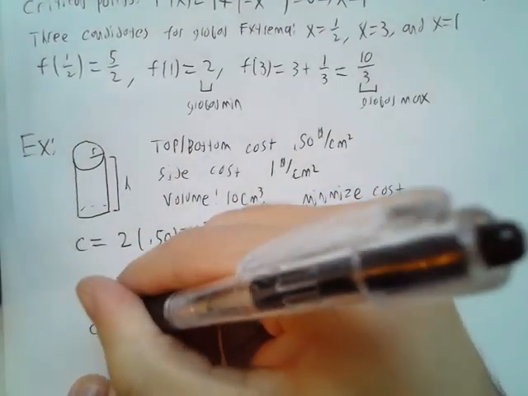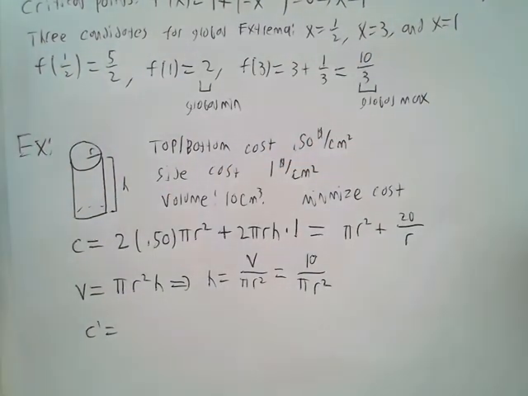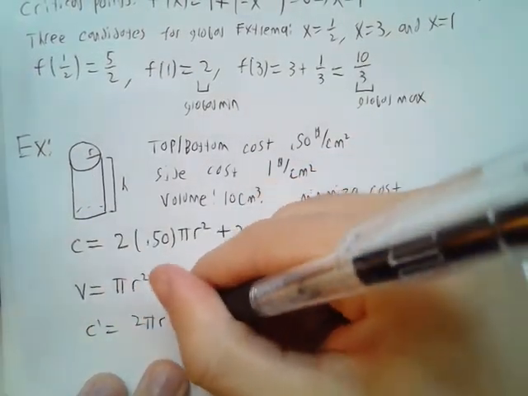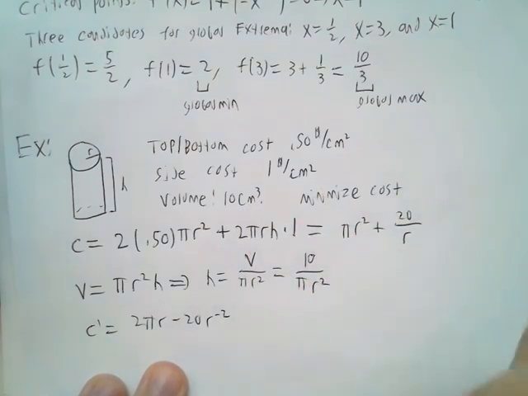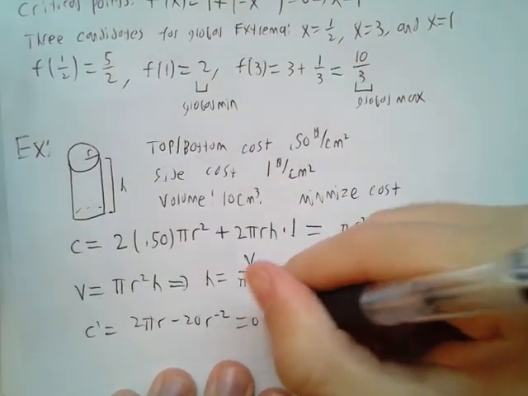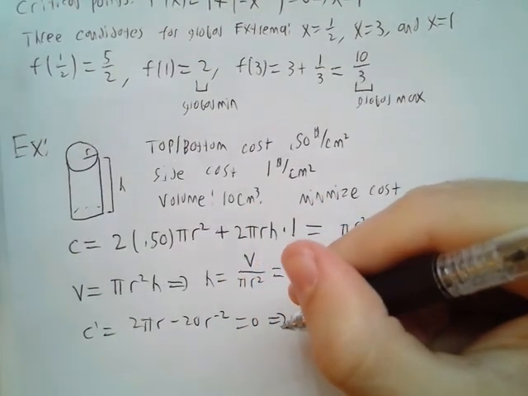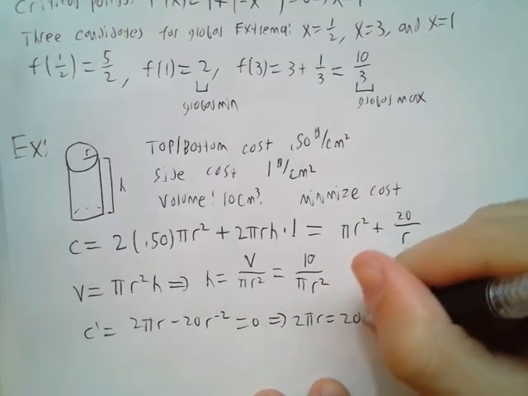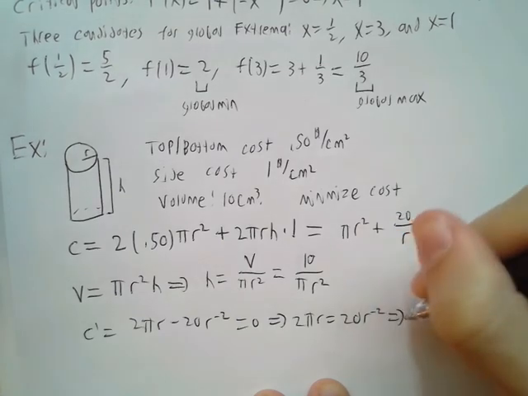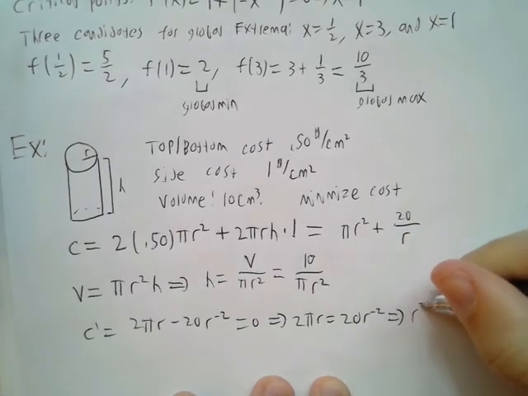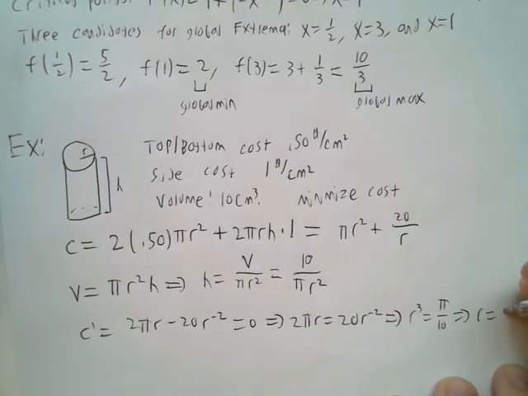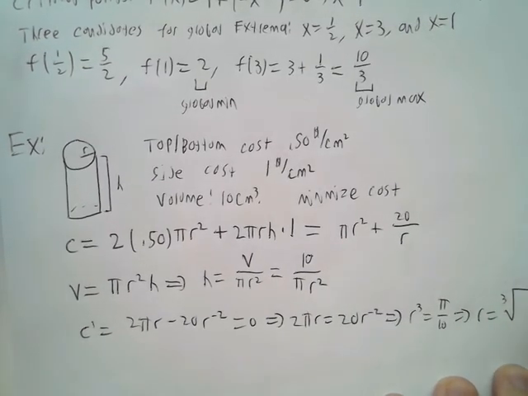So c prime is equal to 2 pi r minus 20r to the negative 2. We want to set this equal to 0. That means that 2 pi r is equal to 20r to the negative 2. Or in other words, r cubed is pi over 10. So r is equal to the cube root of pi over 10.